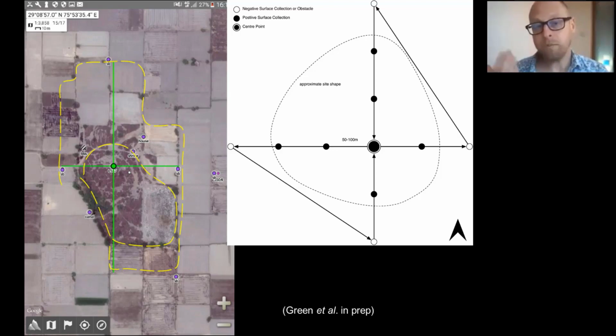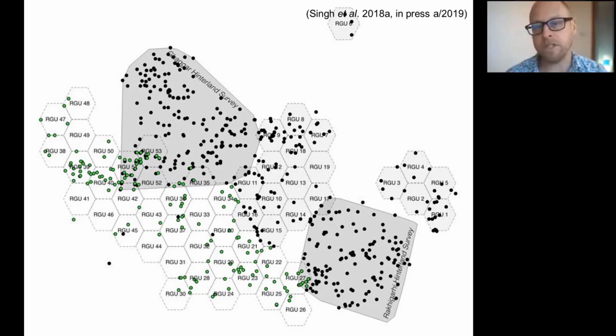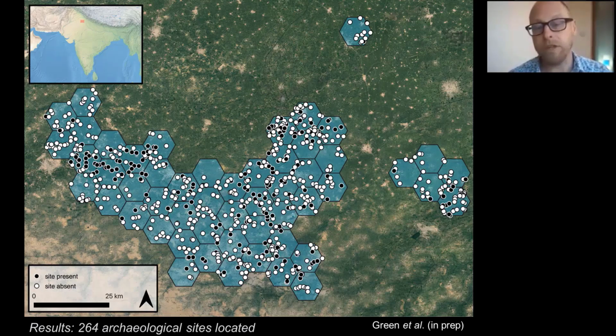And using this approach, we've actually been able to combine a whole set of different surveys together and get a very clear understanding of the distributions of archaeological sites across very large areas. This is an area that's about 100 kilometers by 100 kilometers in size, which is actually quite substantial in terms of land coverage.